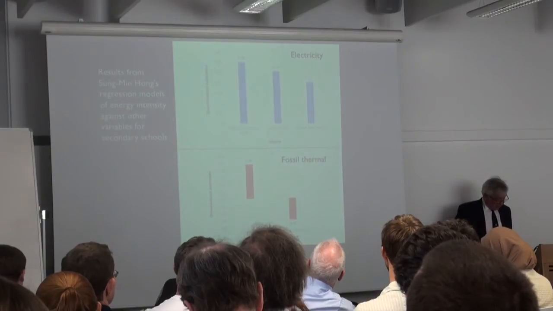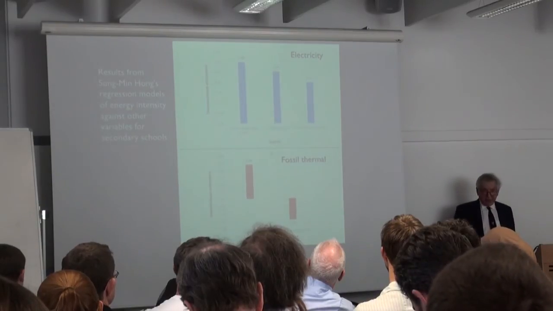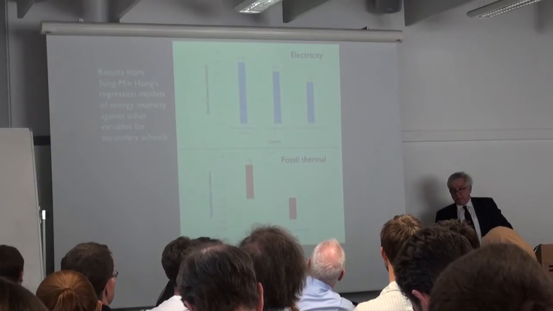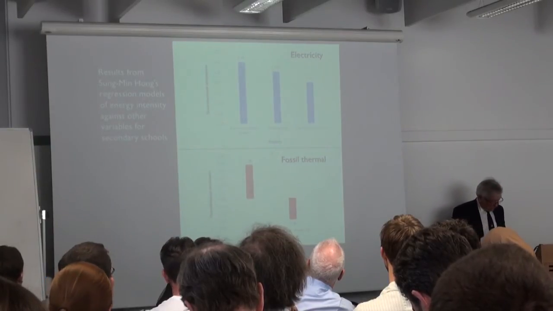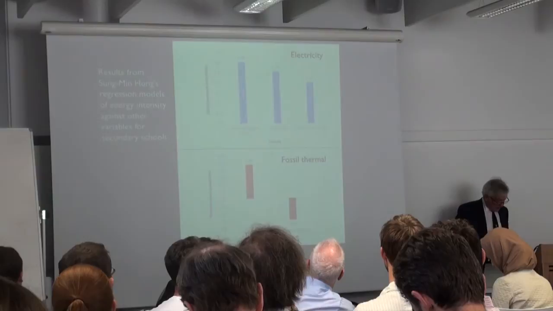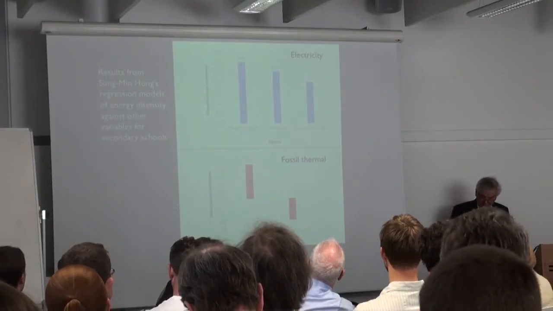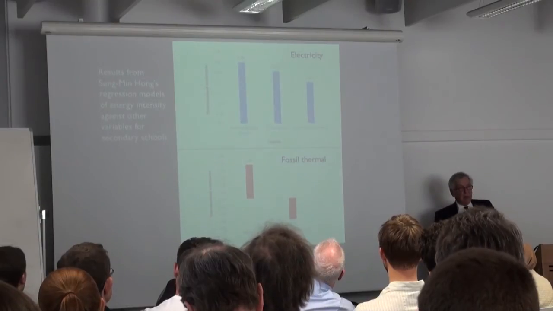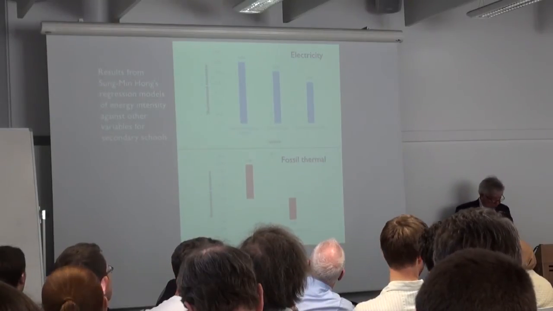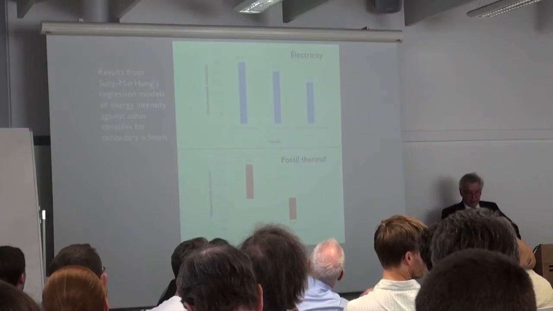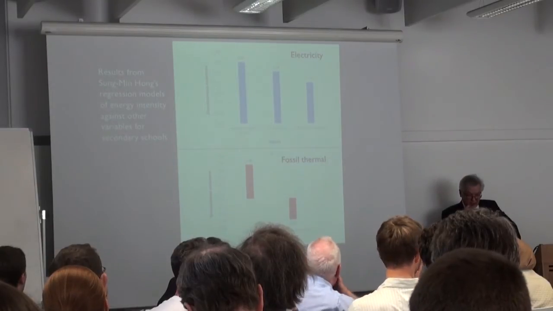But so there's scope for further work, but once again, it's clear that geometry does play its part, especially in relation to energy use for space heating. Compactness, as we saw, is important for primary schools, and the ratio of surface to volume being quite important for secondary schools.